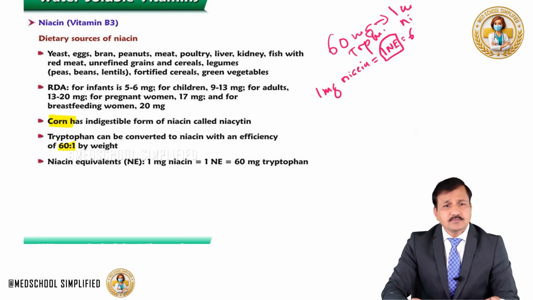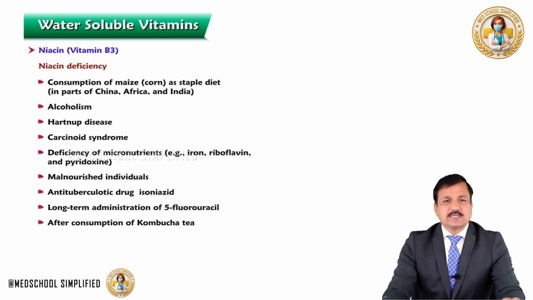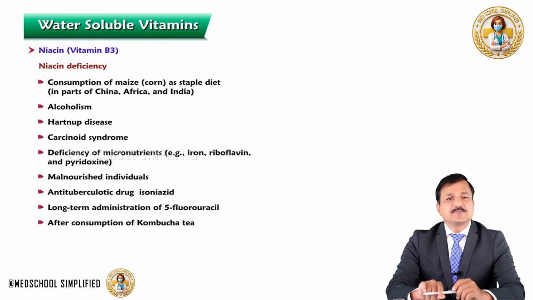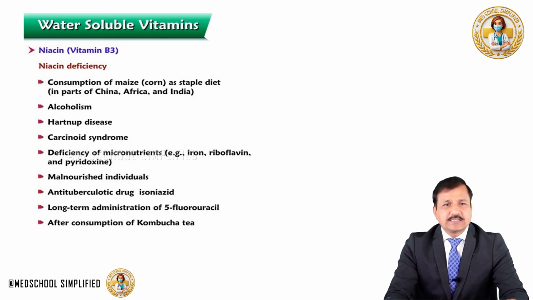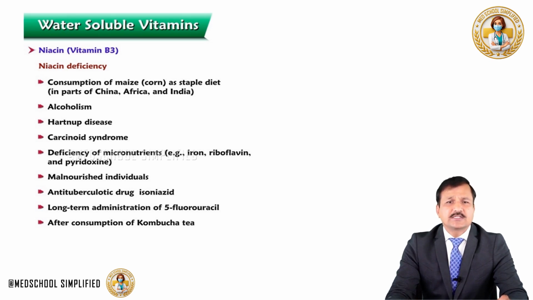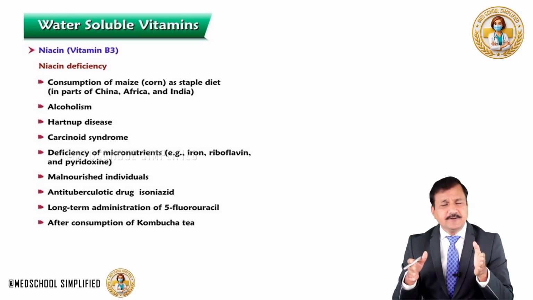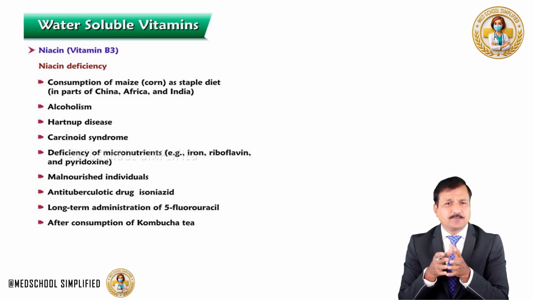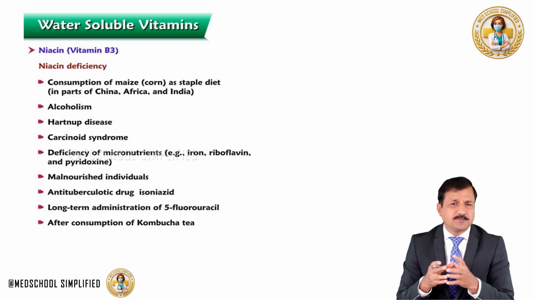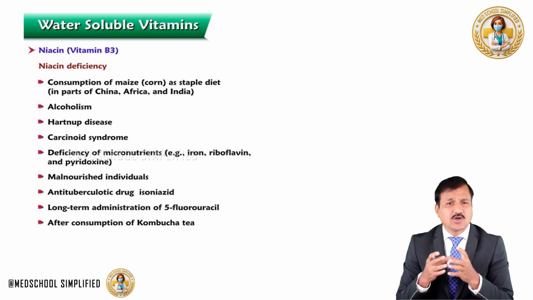Okay. So, now coming to niacin deficiency. What are the causes of niacin deficiency? The most common cause of niacin deficiency in the developing world is consumption of maize, or corn, as a staple diet. This can be seen in parts of China, Africa, and India, where the maize protein, that is zein, lacks the amino acid tryptophan.